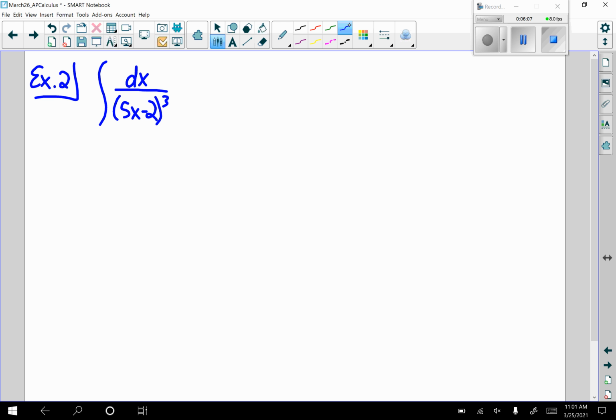Now when that dx is in the numerator, we could just simply rewrite this. This is really the integral of 1 over the quantity 5x minus 2 cubed, and then the dx is after it. So just like in the last problem, let's let u equal 5x minus 2. And then du over dx is just going to equal 5.